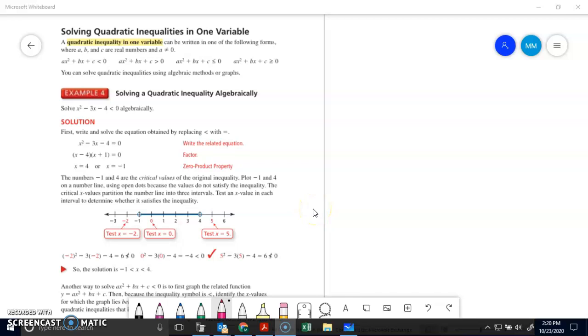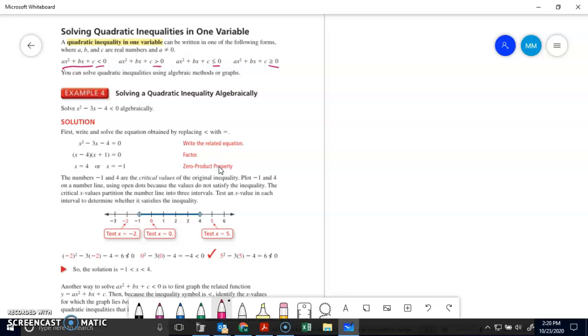This is a lesson for Monday, 10/26. We're talking about quadratic inequalities this week, and we're going to be taking a look at quadratic inequalities with one variable. So we're talking about, instead of standard form being equal to 0, being less than, greater than, less than or equal to, greater than or equal to.